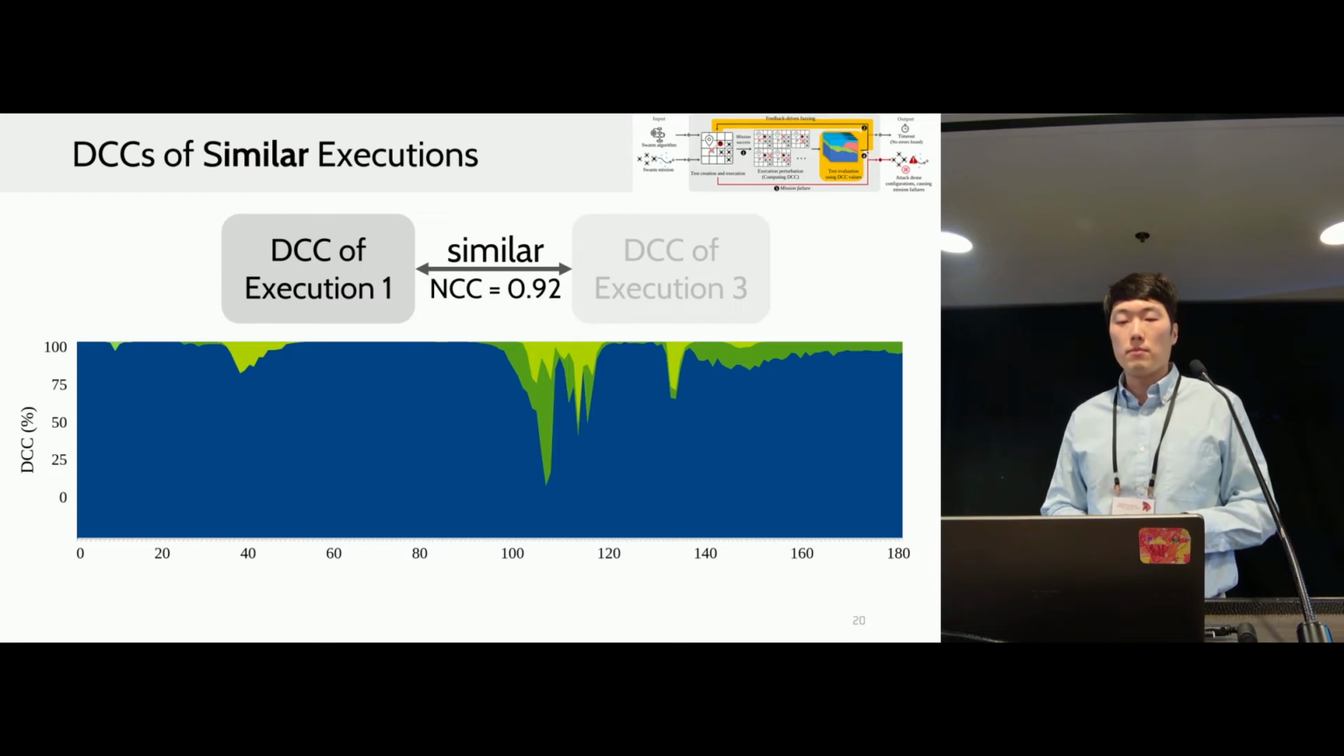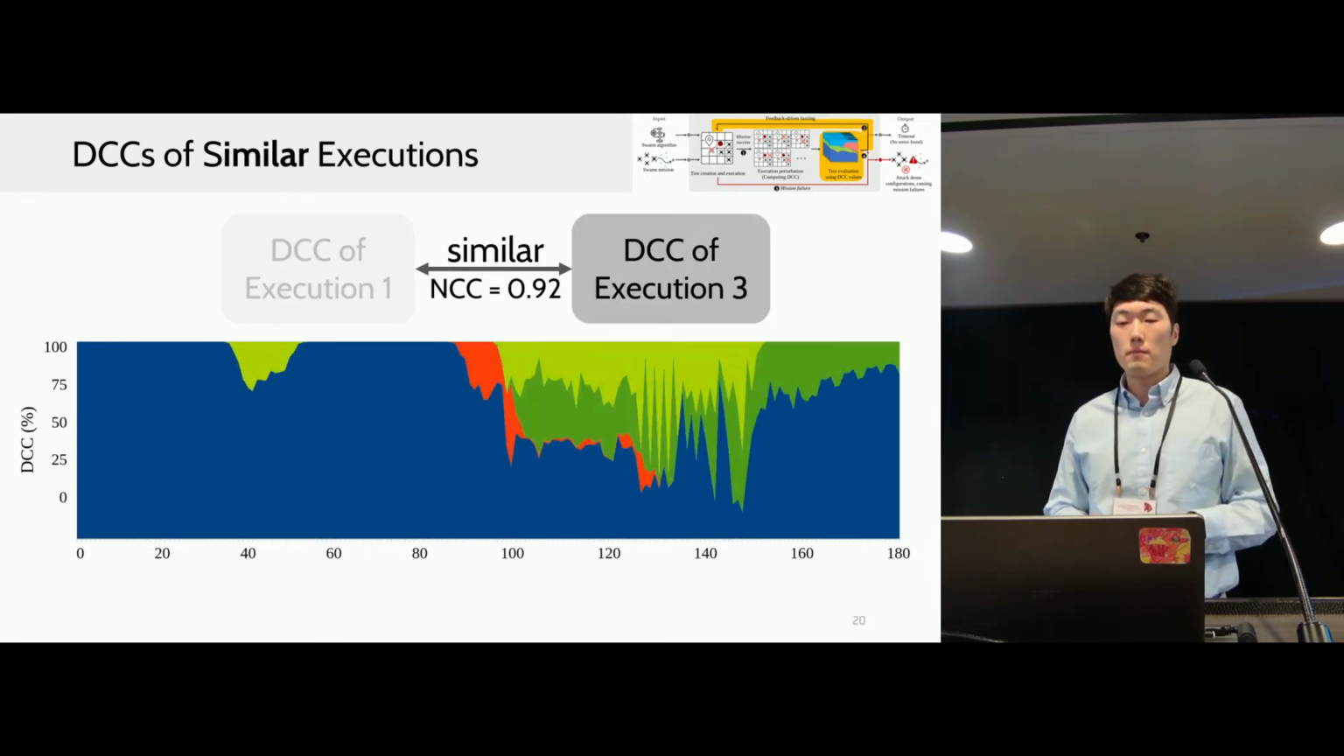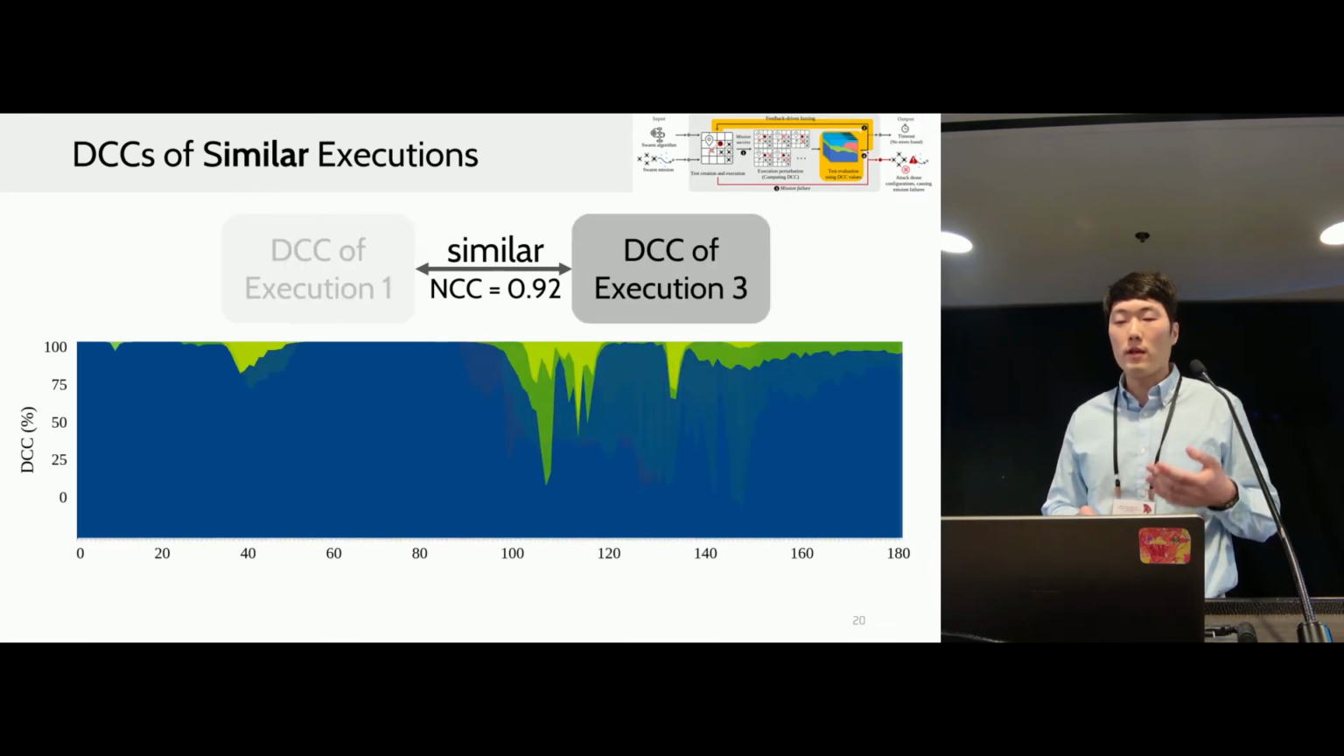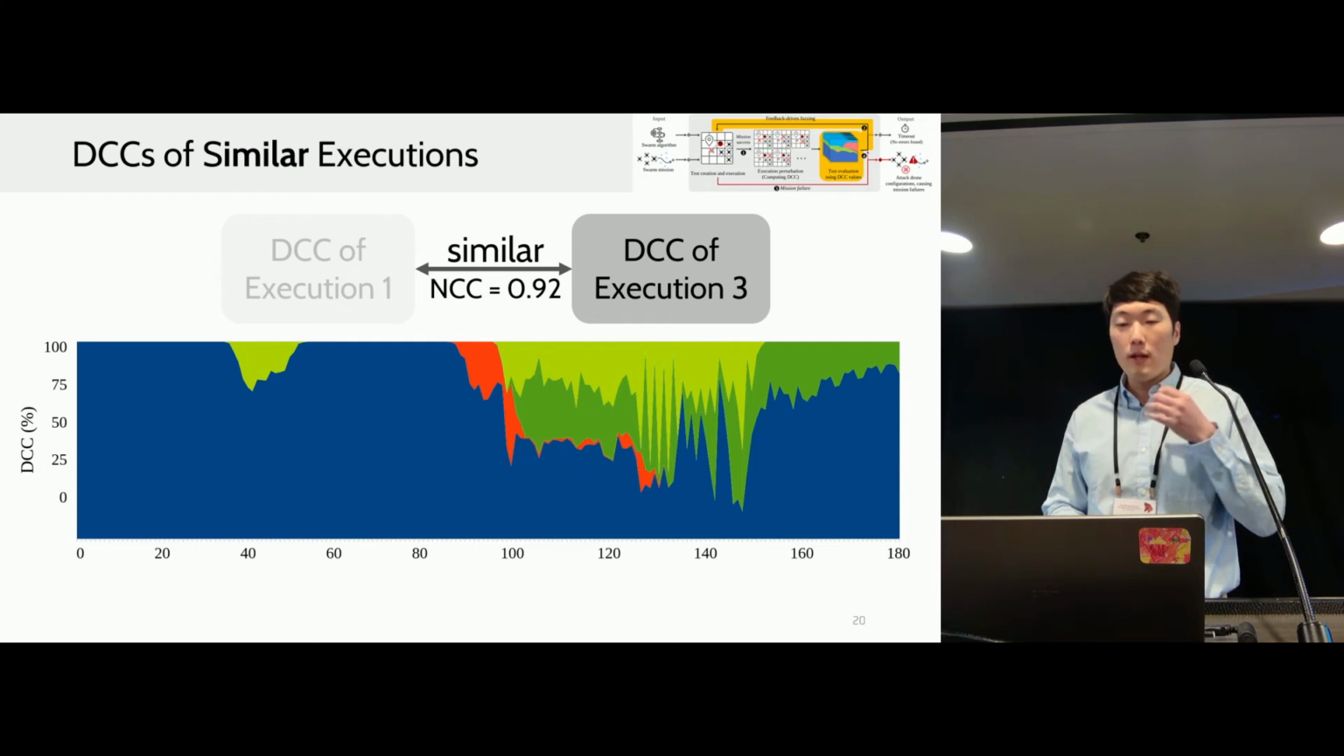In this example, we again compare DCC of different executions. You can see that the two graphs are quite similar. This is reflected by an NCC of 0.92. Since it's above the threshold, we categorize them as similar.